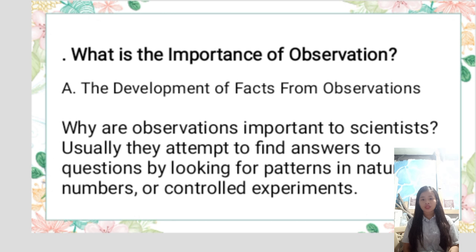Using numbers to detect trends. Many scientific observations involve measurements and data collection. For example, biologists might track animal populations over time to identify trends in an ecosystem. Controlled experiments. Observation in controlled experiments helps scientists test hypotheses by isolating variables. For instance, in medical research, scientists observe how a new drug affects patients compared to a placebo group.